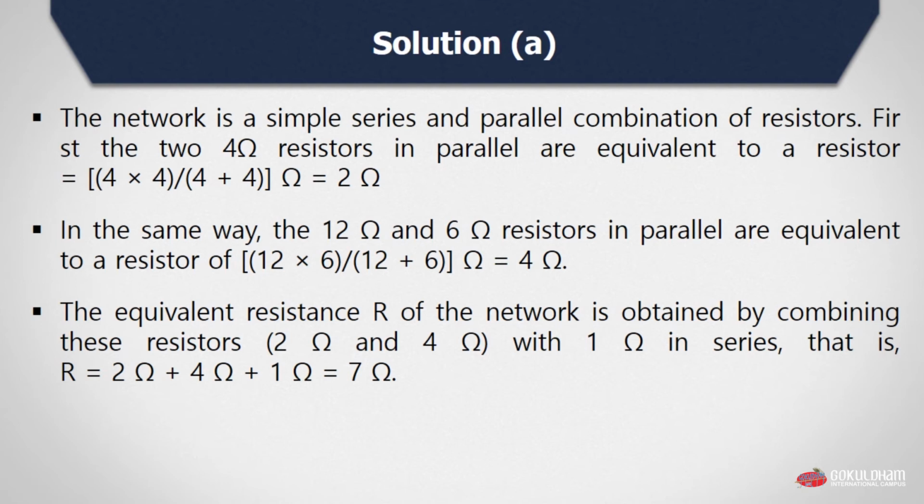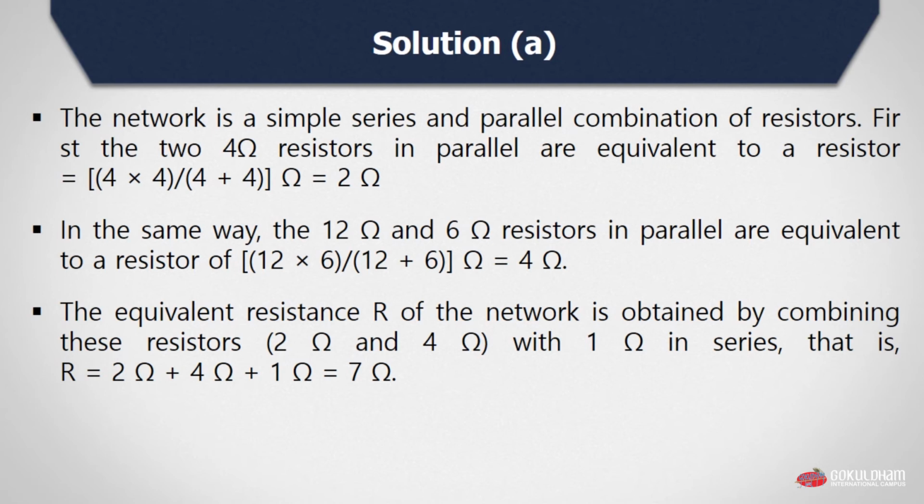In the same way, the 12 ohm and 6 ohm resistors in parallel are equivalent to a resistor of 12 into 6 divided by 12 plus 6, which is equal to 4 ohm. We have another connection of 12 ohm and 6 ohm, and the equivalent resistance for that combination will be 4 ohm. Now the equivalent resistance R of the network is obtained by combining these resistors, 2 ohm and 4 ohm, with 1 ohm in series.